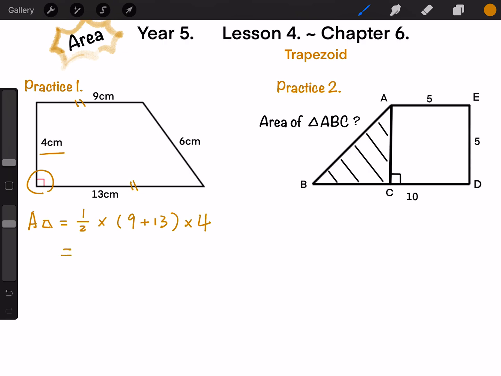Then we can get 1/2 times 22 times 4. 1/2 of 4 is 2, times 22, finally equals 44 square centimeters.